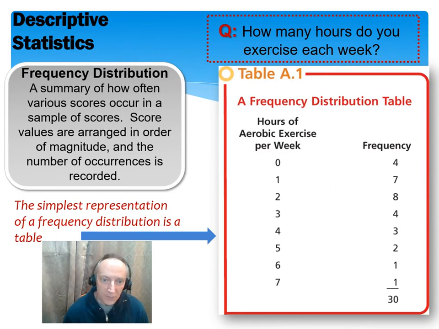So the first thing we want to do is have our data organized. One way we can do that is in what's known as a frequency distribution table. So you take all of the answers you were given and you put them in order. So these are the answers you were given. These are the number of people you surveyed that gave you that answer.